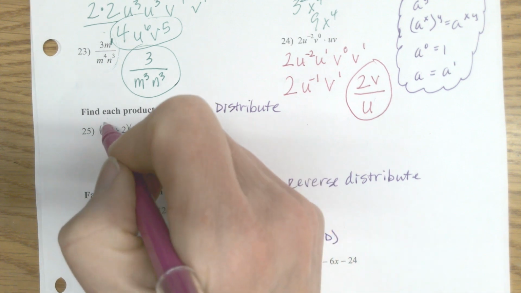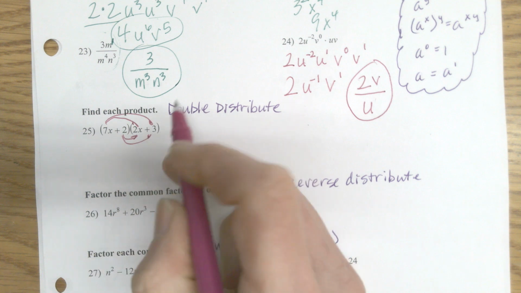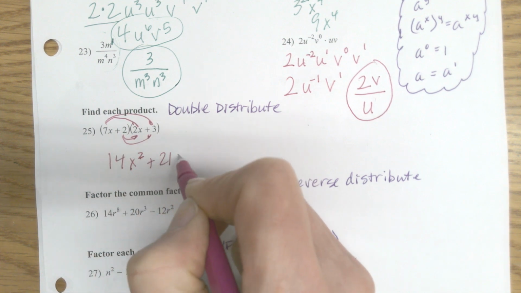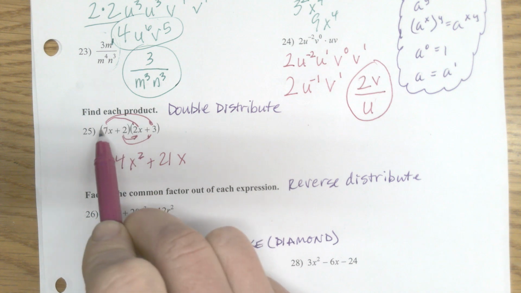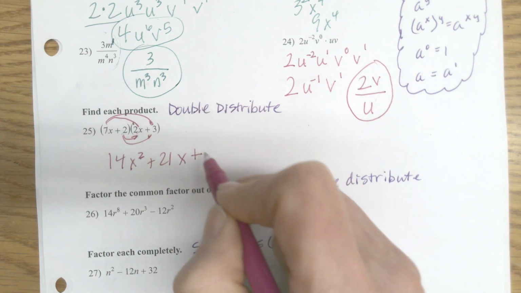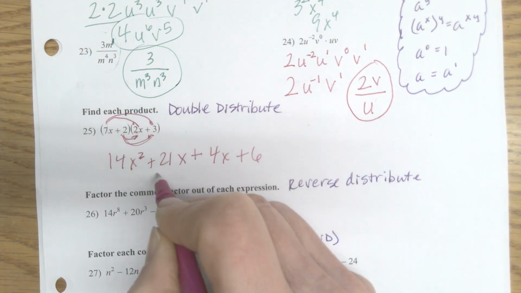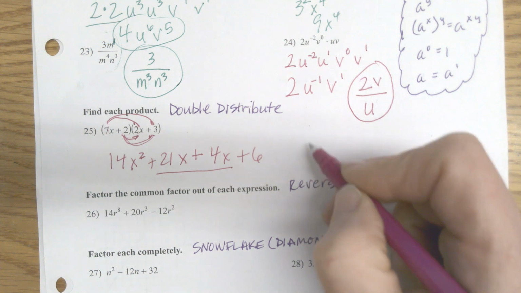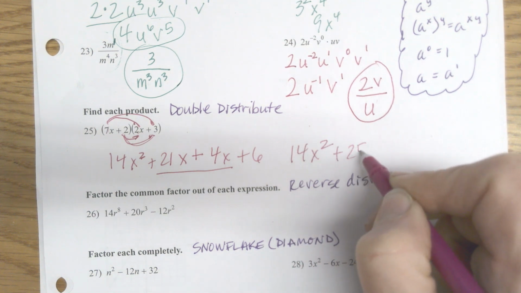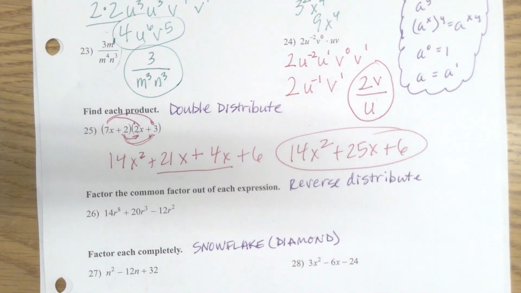Double distribute. Remember, I multiply everything in the first by everything in the second. So I have 14x squared plus 21x, 7x times 2x, 7x times 3, plus 2 times 2x, 4x, plus 6. I can combine my like terms, 14x squared plus 25x plus 6. Final answer on that one.